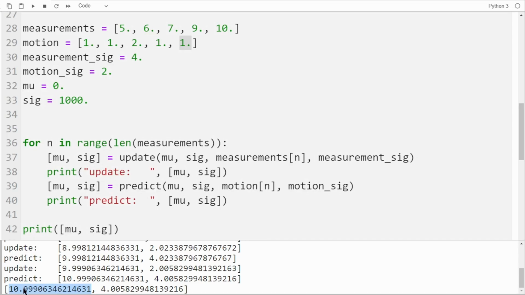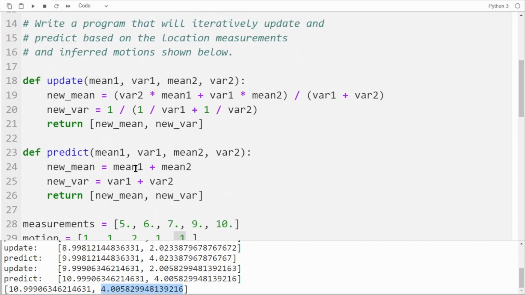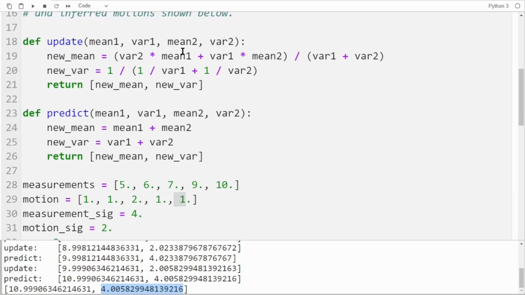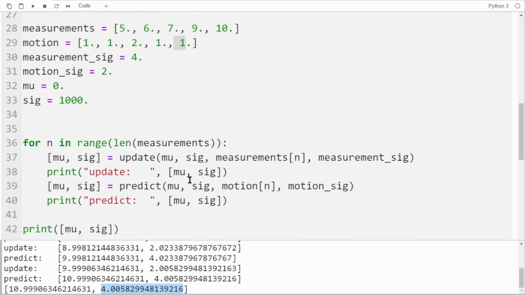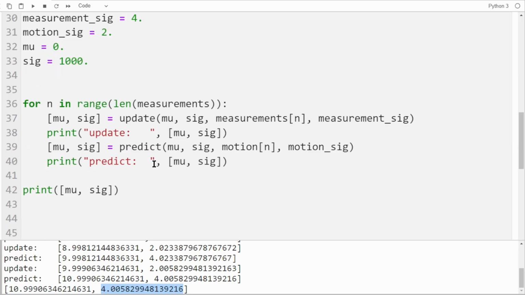And if you look at the end result, our estimate is almost exactly 11, which is the result of 10 plus 1. And the uncertainty is 4.0 after the motion and 2.0 after the measurement. This code that you just wrote implements a full Kalman filter for 1D. So if you look at this, we have an update function that implements what actually is a relatively simple equation, and a prediction function which has an even simpler equation of just addition. And then we apply it to a measurement sequence and a motion sequence with certain uncertainties associated. And this little piece of code over here gives you a full Kalman filter in 1D. I find this really amazing.